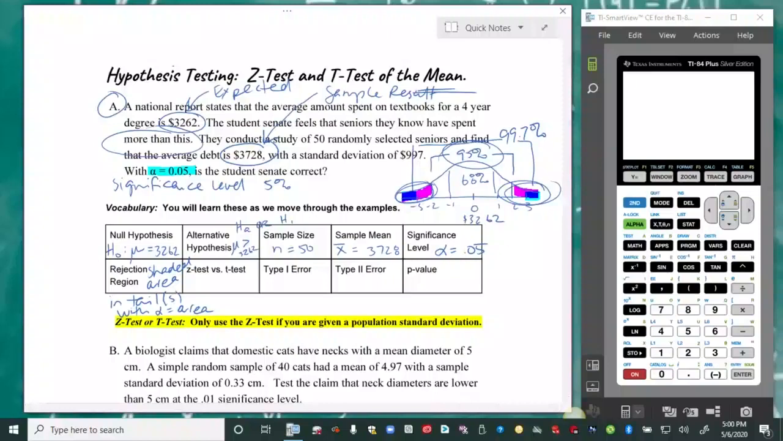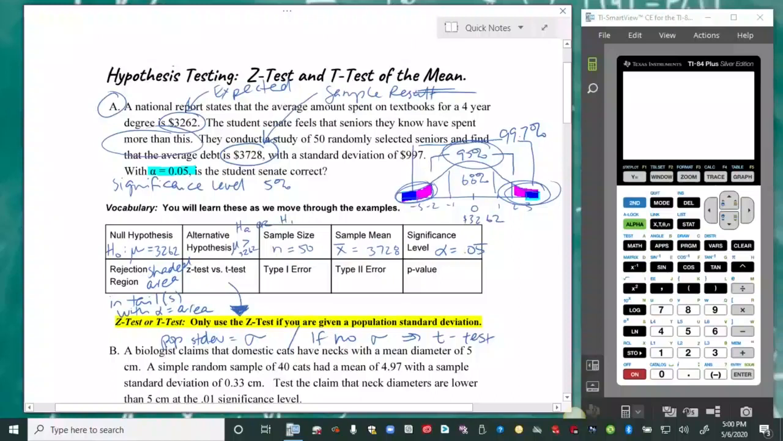Z-test versus t-test. I've actually got that written down here down below. So we want to make sure that we're only using the normal curve when the normal curve makes sense. And the normal curve makes sense, or those z values make sense, if we know what the population standard deviation is. We don't always know what the population standard deviation is. Actually, we rarely do. So if we don't have a population standard deviation, then we're going to use a t-test. So if no population standard deviation is given, we're going to go ahead and estimate that normal curve with the t-curve. So we're going to use a t-test.